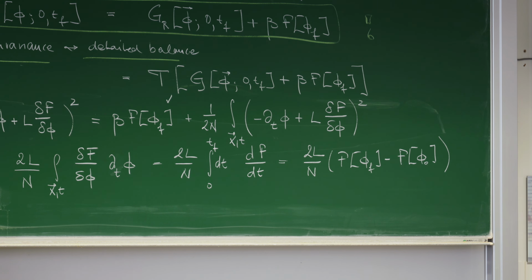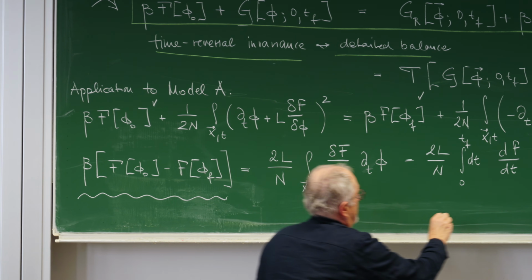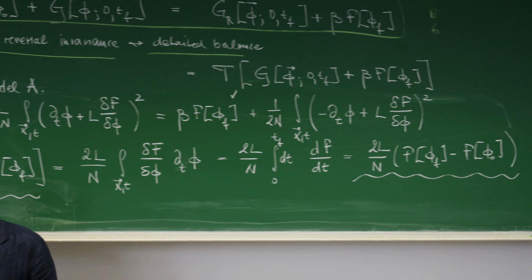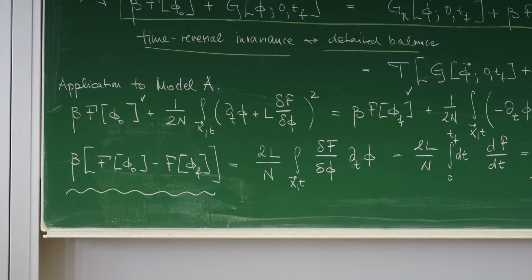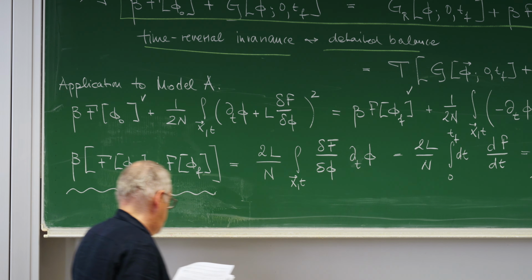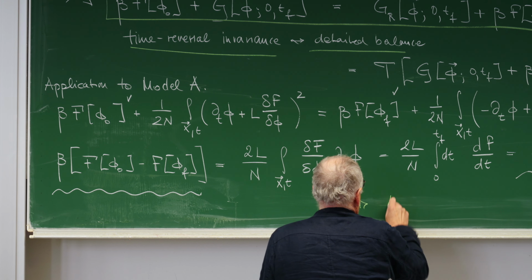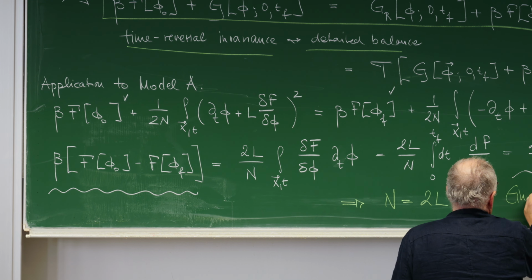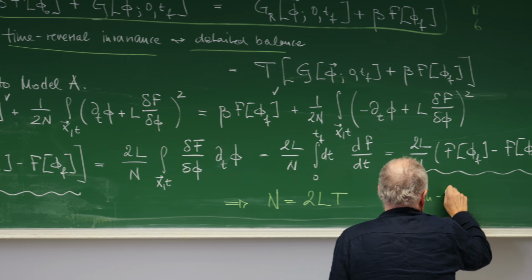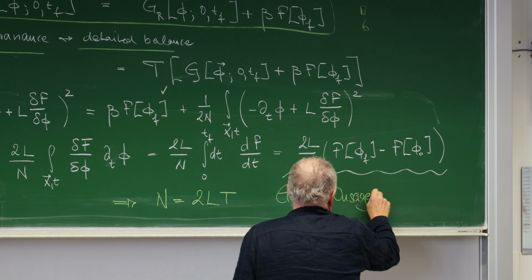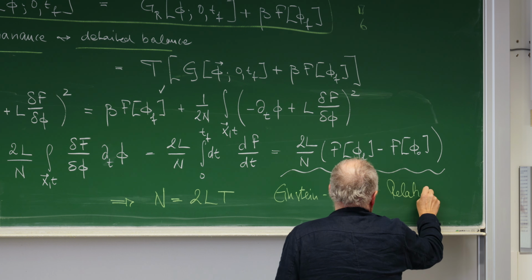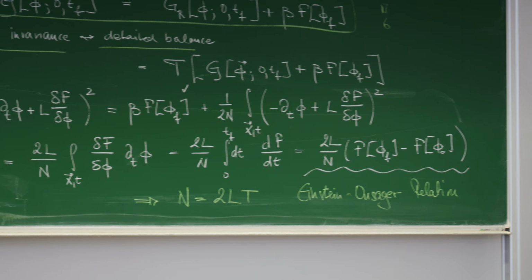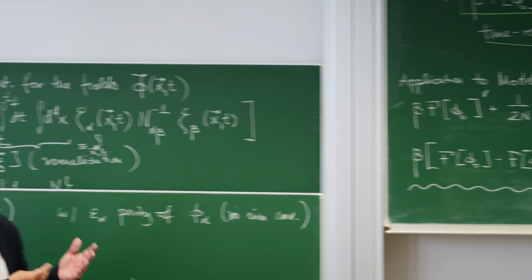And now you compare the two sides here on the left and here on the right. They have the same difference of the free energy functionals, and that then means that the prefactors need to be the same. So from that, you do have n is 2LT, which is the Einstein-Onsager relation, relating noise amplitude and Onsager coefficients. And that's similar to what we had before.